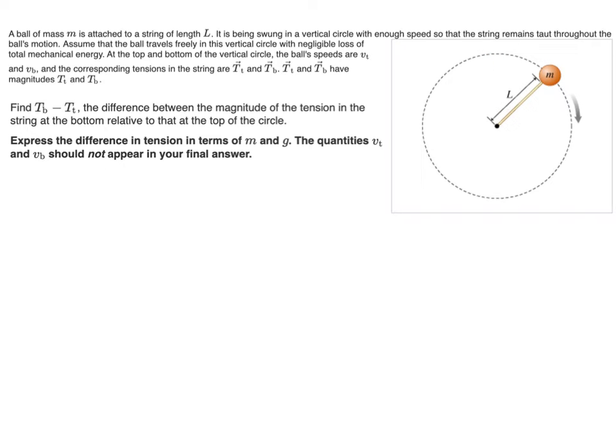Tt and Tb. Tt and Tb have magnitudes Tt and Tb. Find Tb minus Tt, the difference between the magnitude of tension at the bottom relative to the tension at the top.